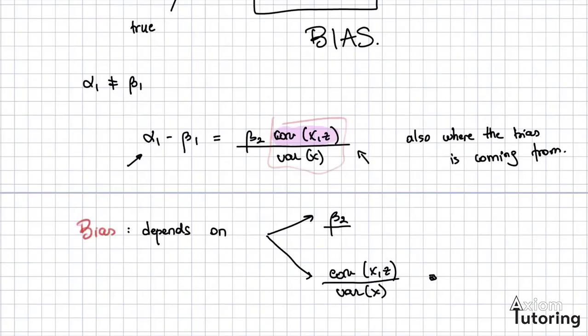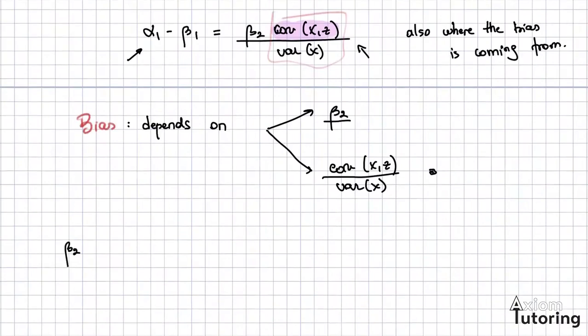Now, let's say beta 2 is exactly equal to 0. It means that the covariance between z and y is equal to 0, which means z is not in the error term to begin with. It's no longer an omitted variable bias because it doesn't even affect the y variable. So omitting it would literally mean no bias.